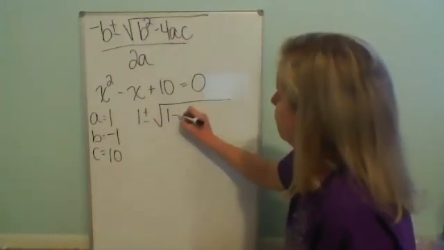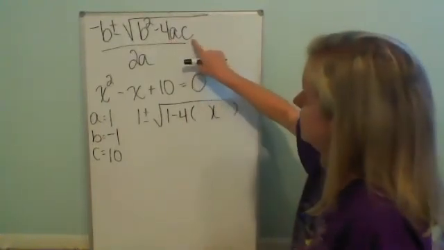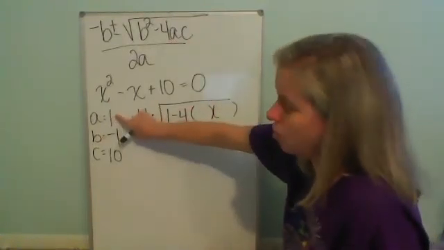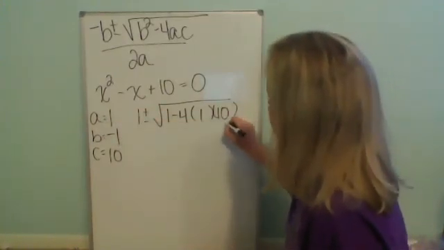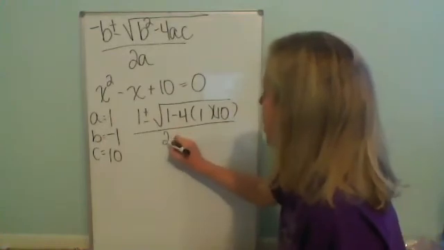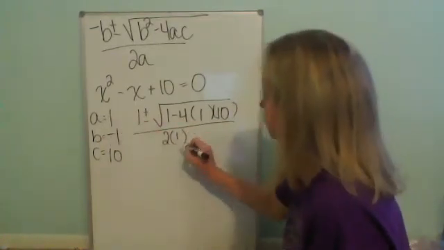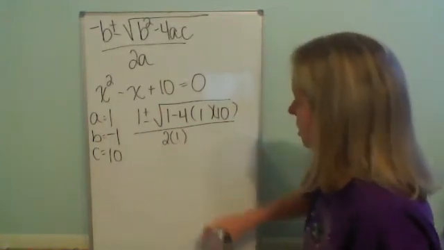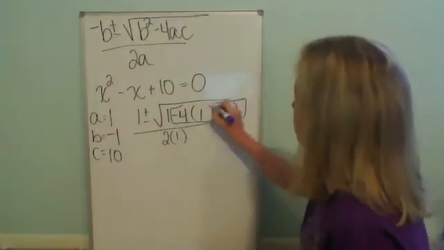Then the negative 4 from the formula, and then your A and C. A and C are 1 and 10. All over 2 times A, so 2 times 1. So let's see, after you plug in, what do you have? Negative 4 to the end.